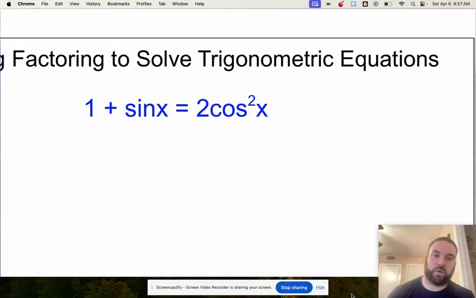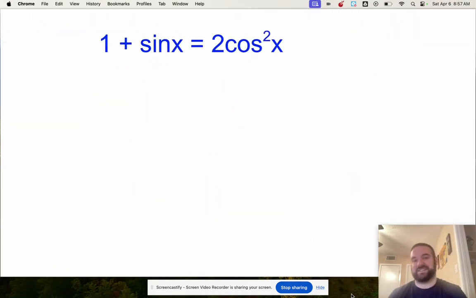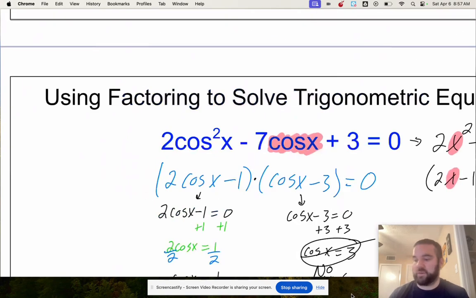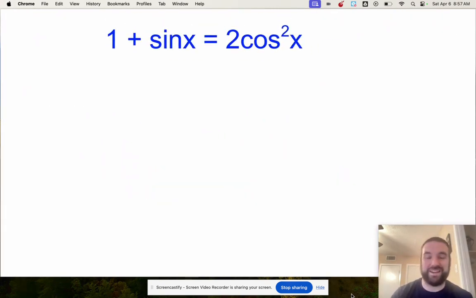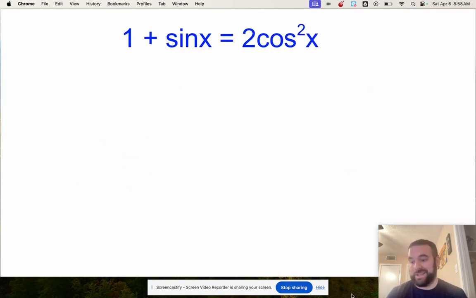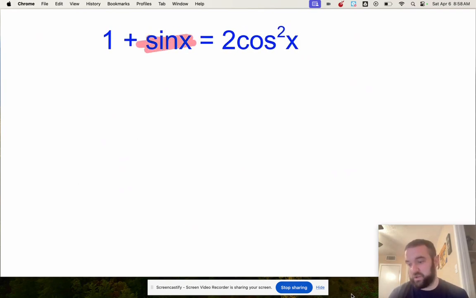All right, last one. 1 plus sine x equals 2 cosine squared of x. Now this one gets a little tricky, because not only do I have sine, but I have cosine squared. This is different from the previous problem, because in the previous one I had cosine squared and cosine, so I could treat it as x squared and x. The issue here is that these trig functions are not the same. Sine and cosine, they're different things. So I can't treat it as 2x squared and 1x. I have to do some work.